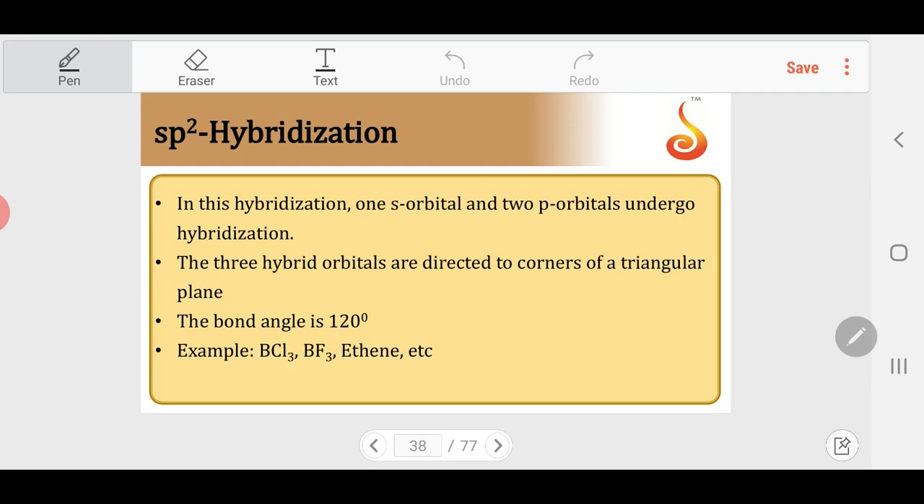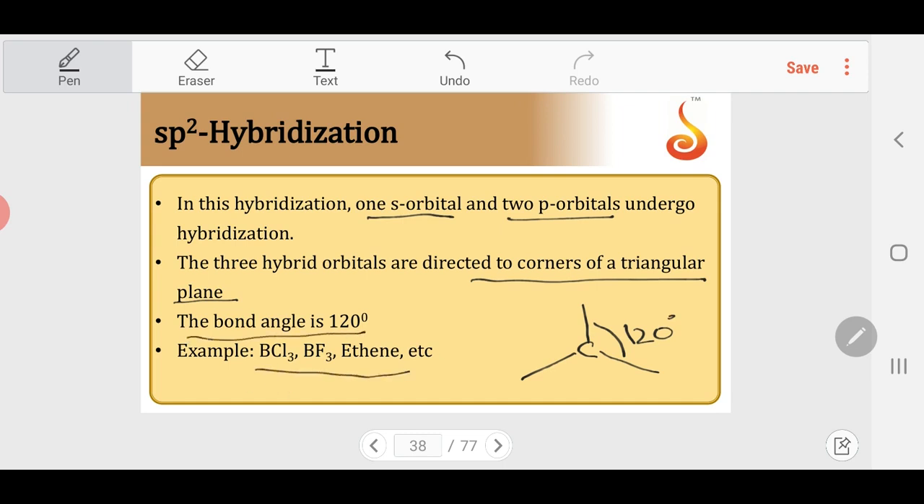sp2 hybridization, as the name itself says, has one s and two p orbitals involved in hybridization. So the total number of orbitals will be 3, and these 3 orbitals are directed in one plane in the form of a trigonal planar structure. Trigonal planar structure means this is the central atom, you have 1, 2, 3, and this will be 120 degrees. So the bond angle is 120 degrees. Examples are BCl3, BF3, and ethene, the alkene. The double-bonded carbon atom in ethene is sp2 hybrid, so ethene is also an example of sp2 hybridization.